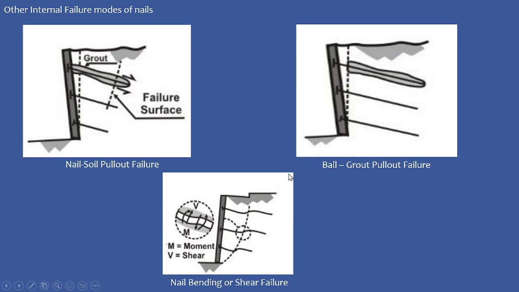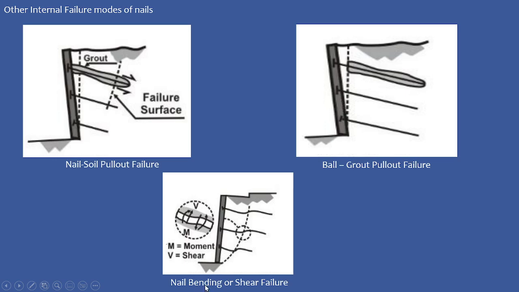And these are some of the other modes of failure in the nails. First is the nail soil pull-out failure. You can see that the interfacial interaction between the soil and the nail, or the grout, is lost along this failure surface, and therefore we have the failure of the nails. Another is the grout pull-out failure, where the interface between the nail and the grout is failing. Therefore, this nail won't be able to bear further horizontal load.